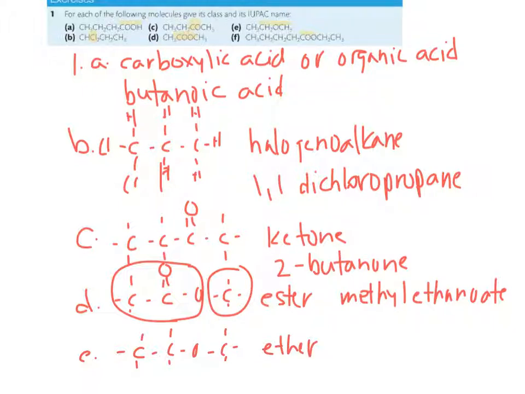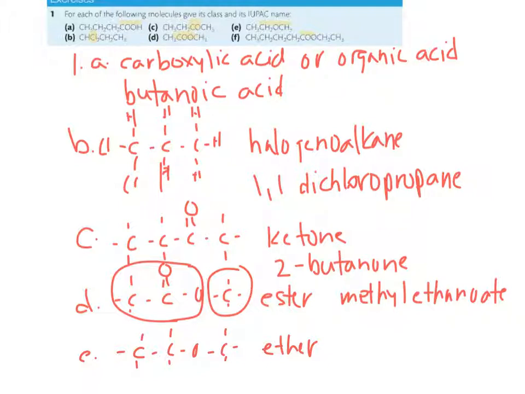And by the way, up above, the reason I didn't say it was 2-methyl ethanoate is because my methyl and ethyl is telling me where it's located. It's telling me there's 1 carbon on one side and 2 carbons on the other. So no numbers are needed when you're naming an ester.